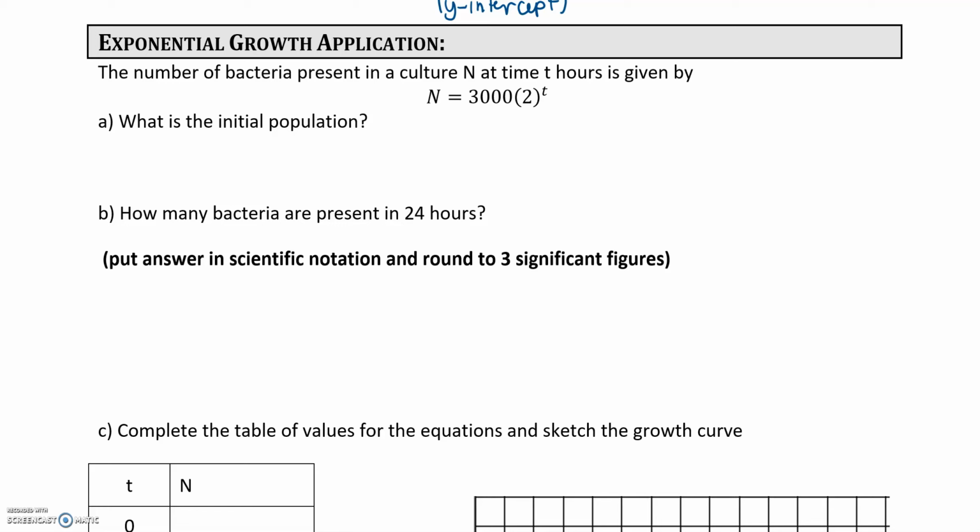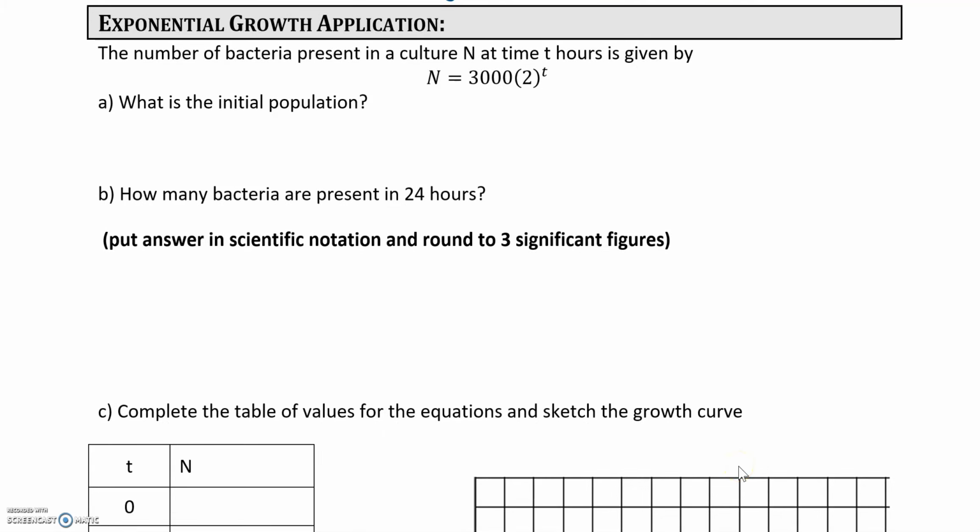Our first example is of an exponential growth application. It says the number of bacteria present in a culture N at time t in hours is given by the following equation. N is equal to 3,000 times 2 to the power of t. Part A asks, what is the initial population?